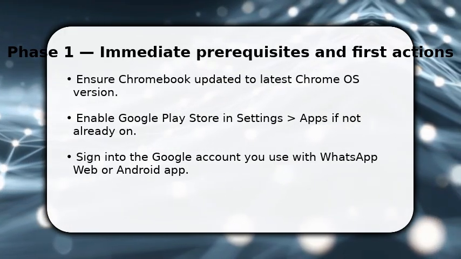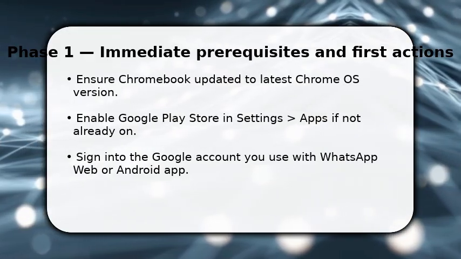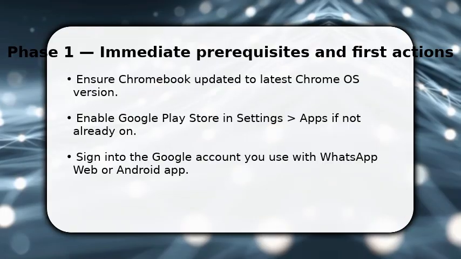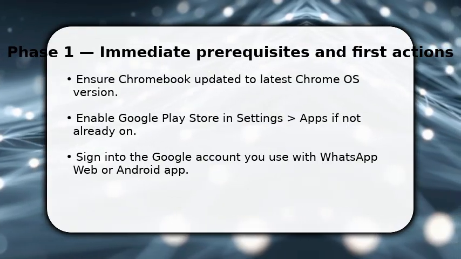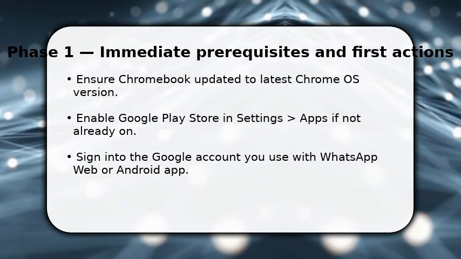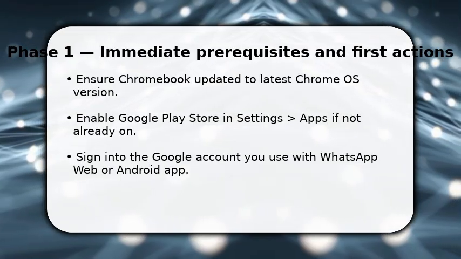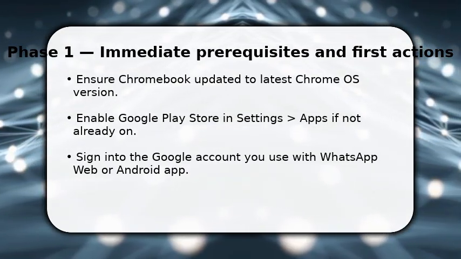However, the fastest route is Google Play. Make sure Play Store is enabled so you can install WhatsApp. These steps remove compatibility barriers and prepare your device for either the WhatsApp Android app or browser linking. Now, move to installation and linking.